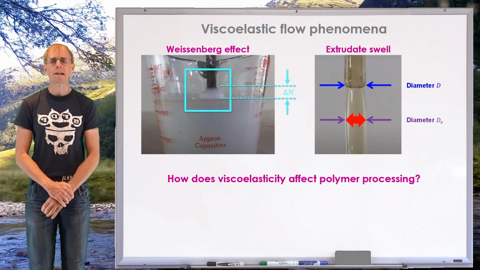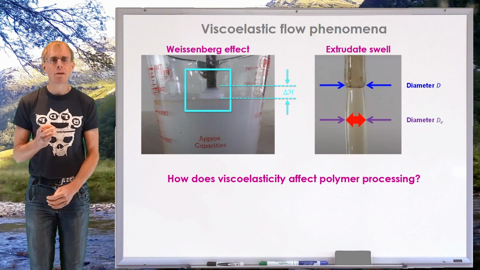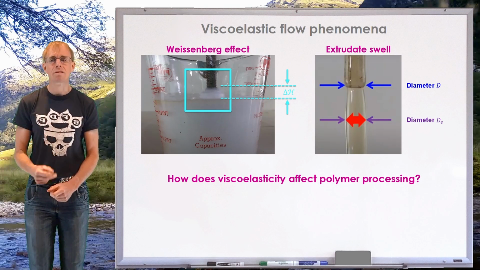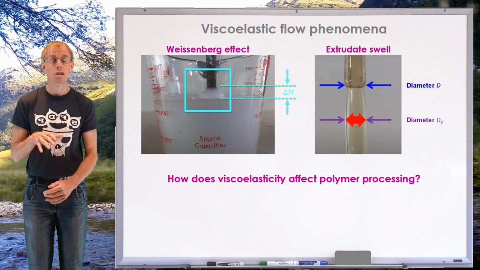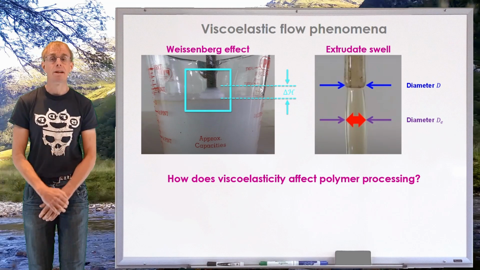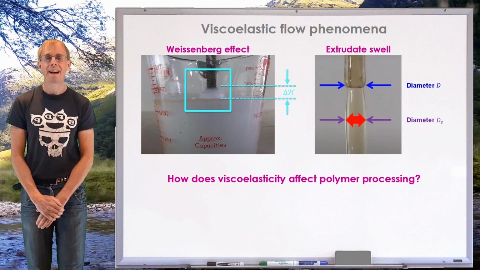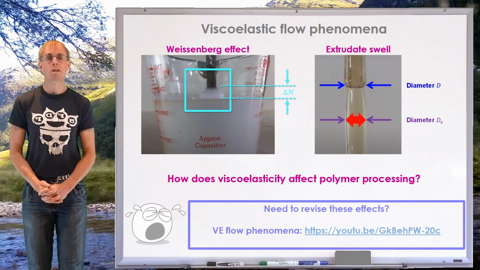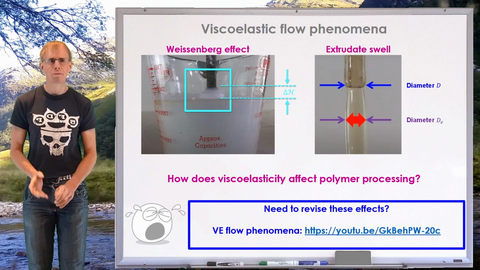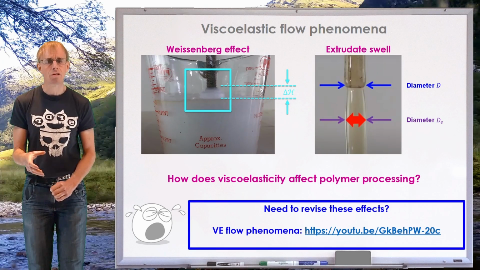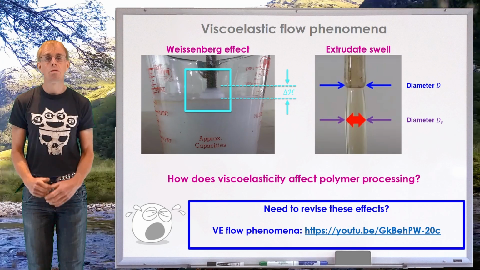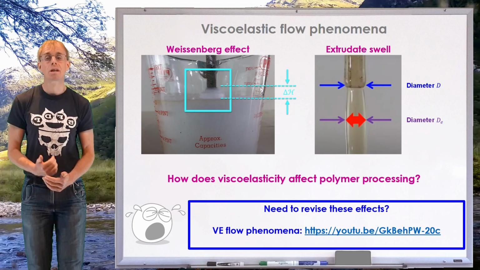So the question I want to ask is, how does viscoelasticity affect polymer processing? In particular, what I'd like to do in this part of this lesson is look at an extrusion line and see some of the effects that viscoelasticity has there. Now, if any of the terminology that I've used so far is unfamiliar or is familiar but maybe not current, please have a look at the video that I've linked there, which is all around viscoelastic flow effects from a rheological standpoint.